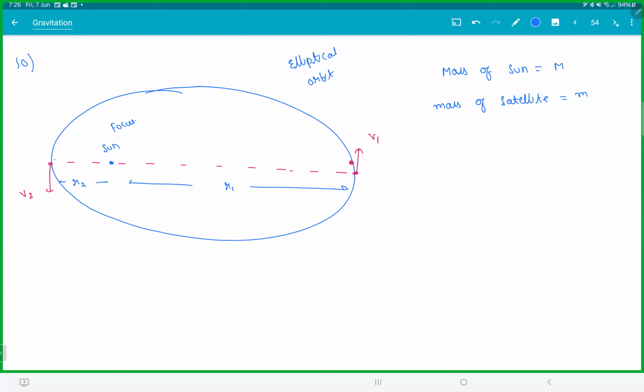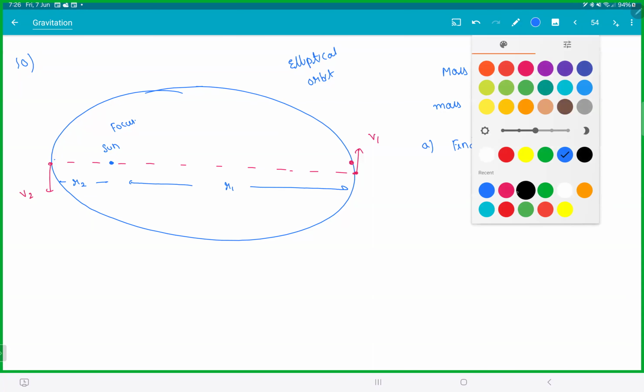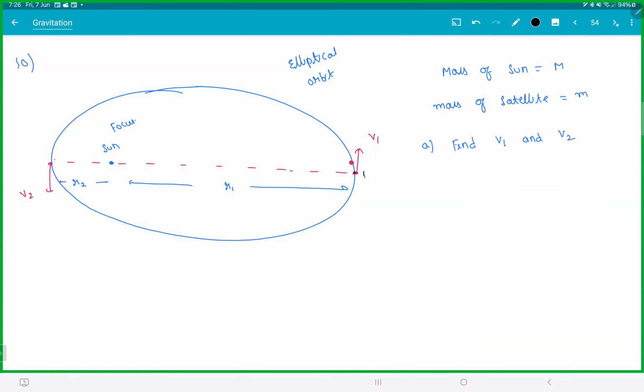So the first question: find V1 and V2. V1, V2 are not given. You have to find them. What is the velocity at the farthest point and the closest point? Let's call this point B and this point A. Second, find the total energy of the satellite.